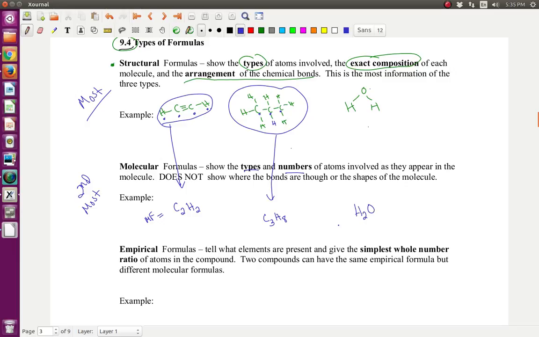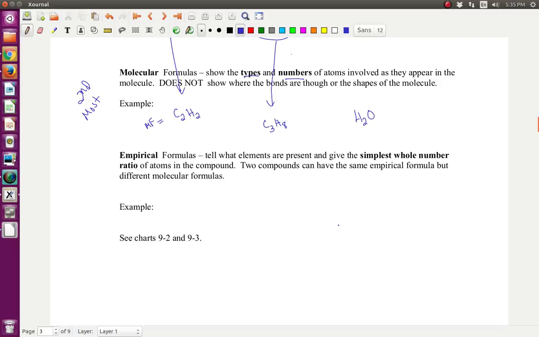All right, now what about empirical formulas? Empirical formulas give you the least amount of information, but they are the simplest whole number ratio. It's like simplifying a fraction. If I can divide by something to make it simpler, I will. So 2 and 2, obviously they can both be divided by 2. So the empirical formula for this one is going to equal CH, because 2 divided by 2 is 1 and 2 divided by 2 is 1.